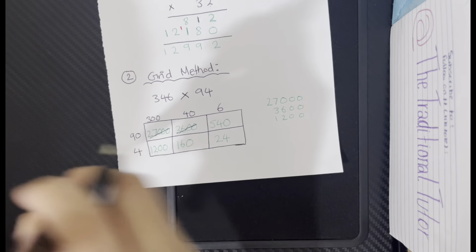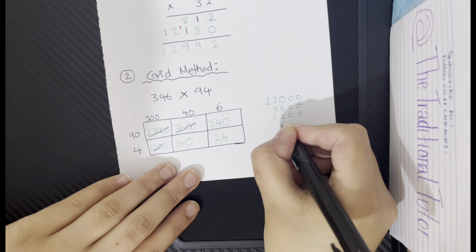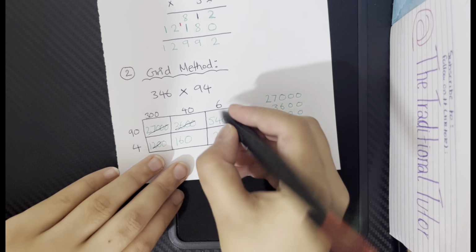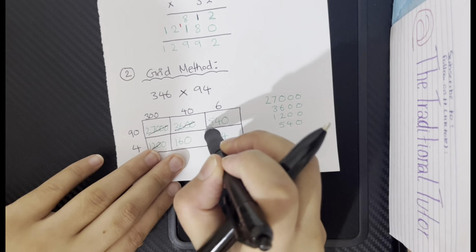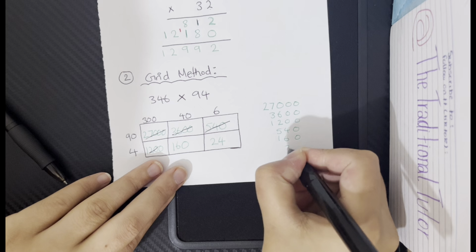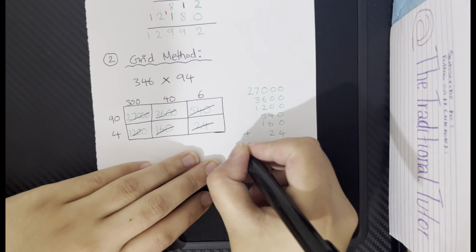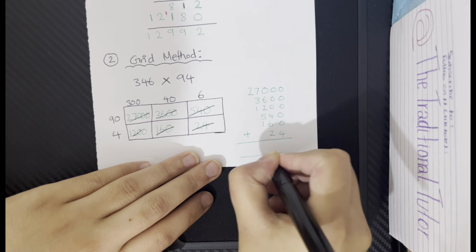Okay, and then I've got my 540, and then I've got my 160, and then lastly got my 24. Okay, so I know that I've included all of them, and now I need to just be adding them together.